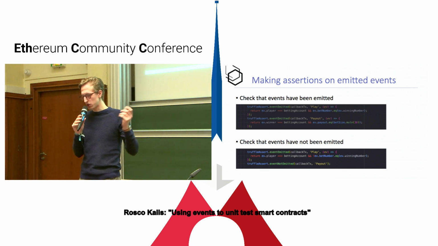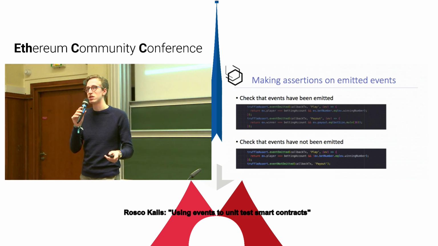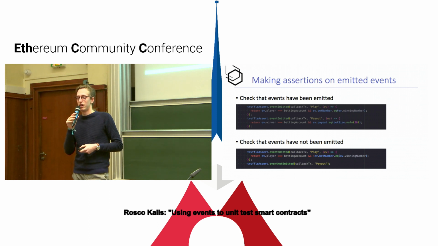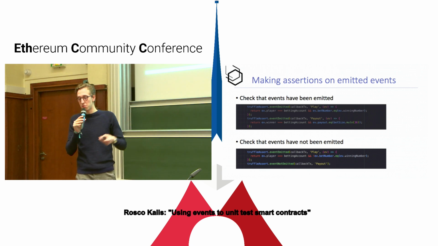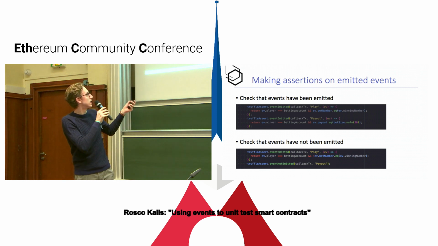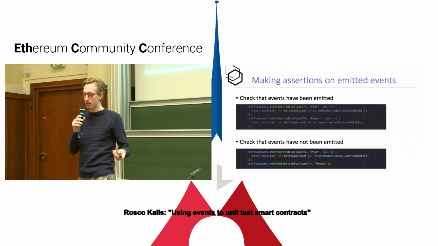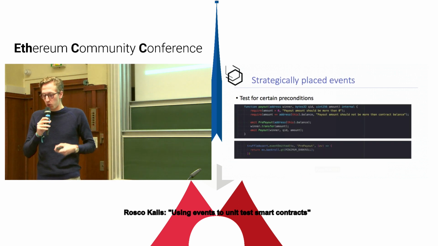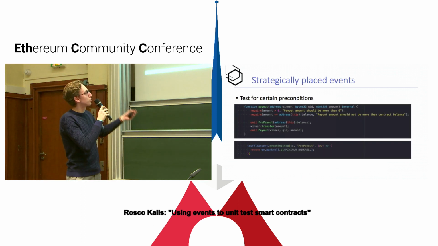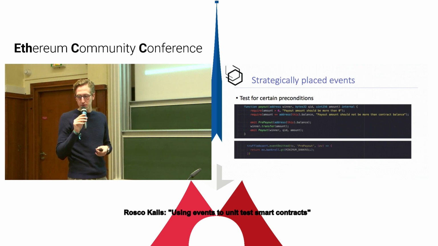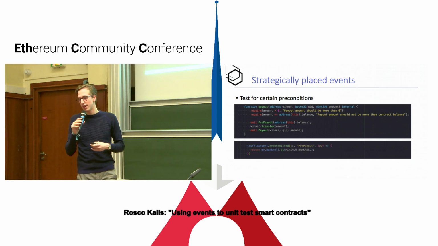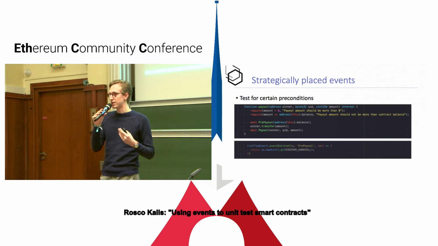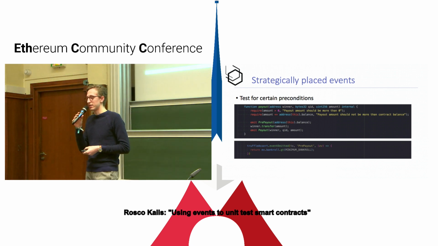And at the same time, you can also check that an event has not been emitted. So for instance, if we are playing our roulette game and the player has lost, or we expect that it has lost, we must know that a payout event has not been emitted because they lost. So when we can actually test for these events, that they have been emitted or that they have not been emitted in these transactions, then we can also use these events to our advantage. So we can place them at strategic points inside the function.